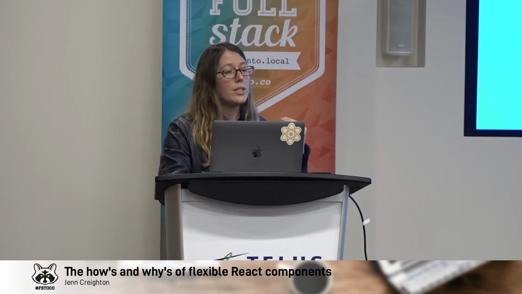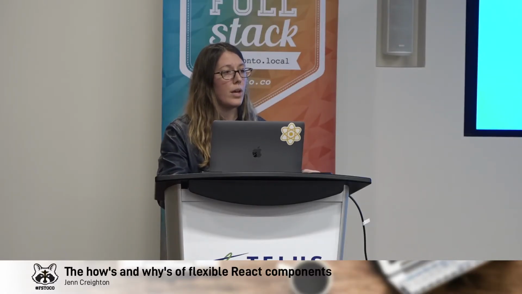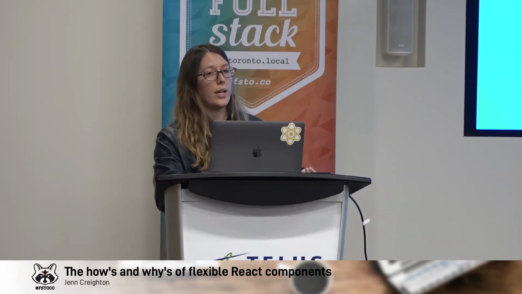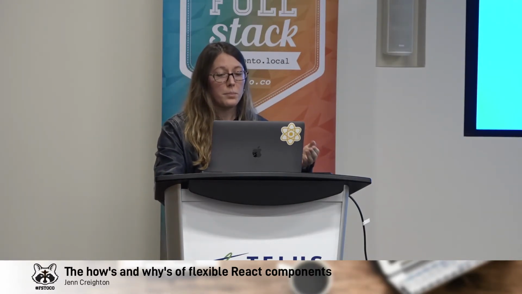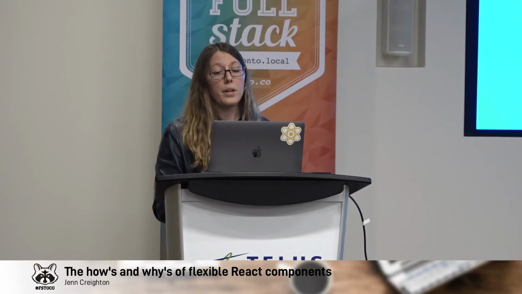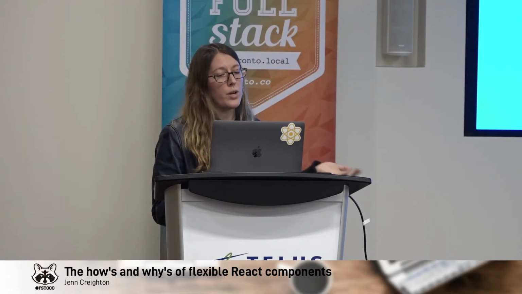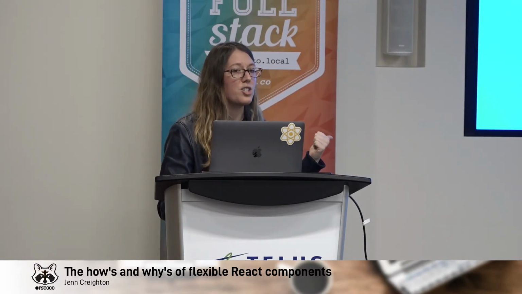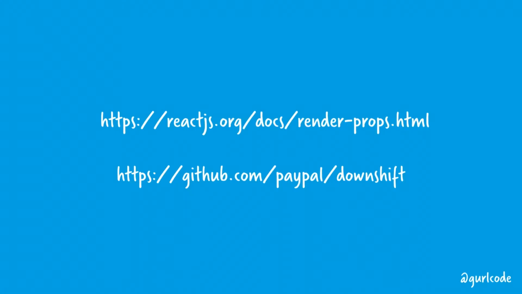So I'm showing you a really simple render props example, and one that I use just to avoid having to import that separate function. But if you want to play around with render props, there's docs on reactjs.org, as well as I would recommend the Downshift library by Kent C. Dodds. It's an autocomplete library using render props.